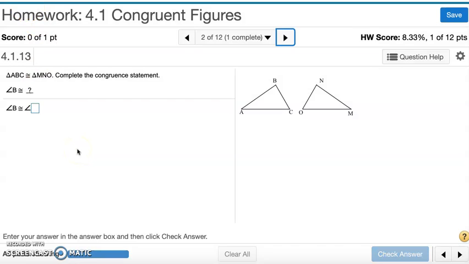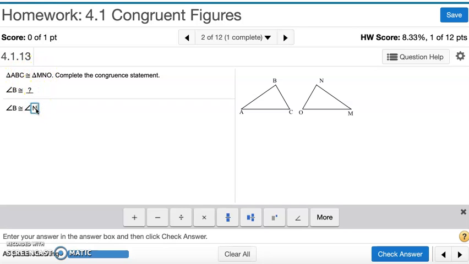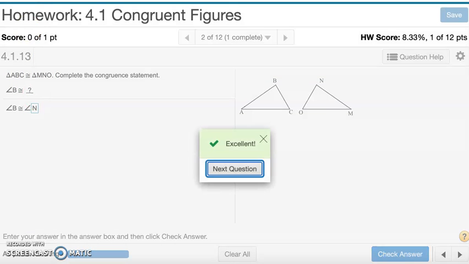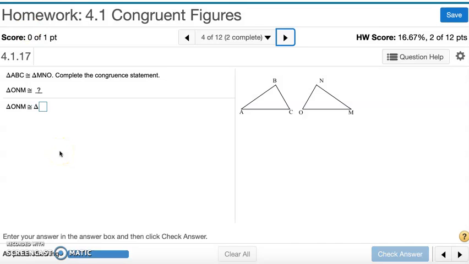Number 2. Triangle ABC is congruent to triangle MNO. Not using the pictures this time, the position of the letters in the statement match the congruent angle. So like angle A is congruent to angle M, so angle B will be congruent to angle N. And that's number 2.